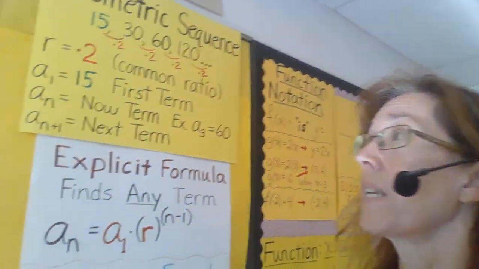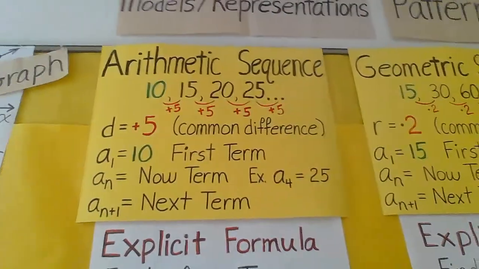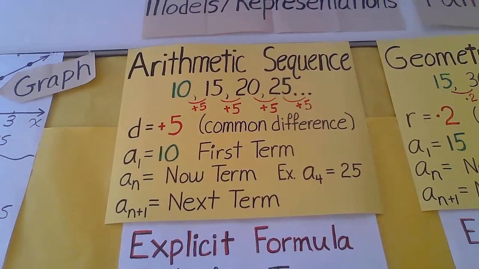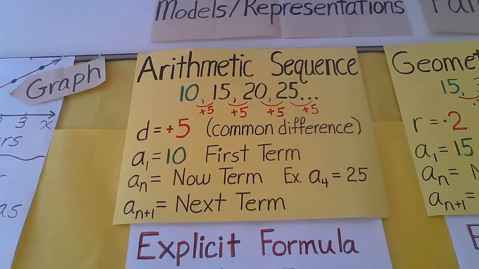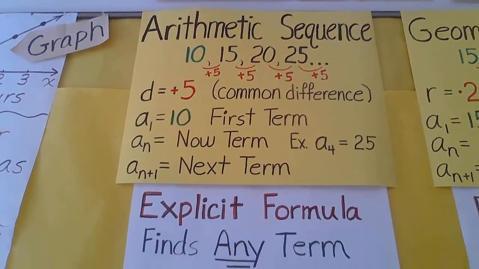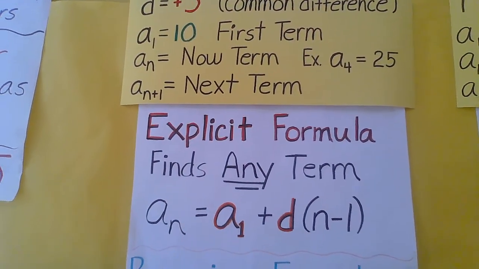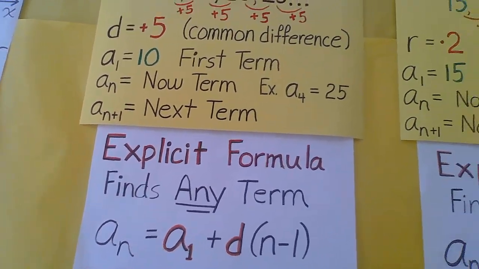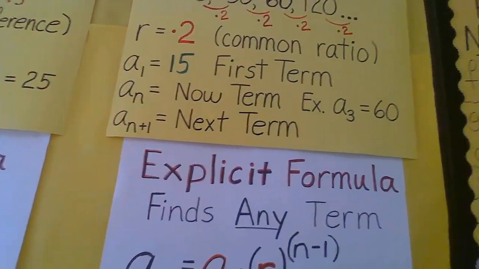Okay, so we did arithmetic sequences last week, and of course arithmetic is when you were adding and subtracting to get to the next term. A sub 1 is your first term, D is the number that you're adding or subtracting. And then we had an explicit formula that would allow us to find any term by jumping to it instead of having to make a big long list. Geometric sequences are very similar.